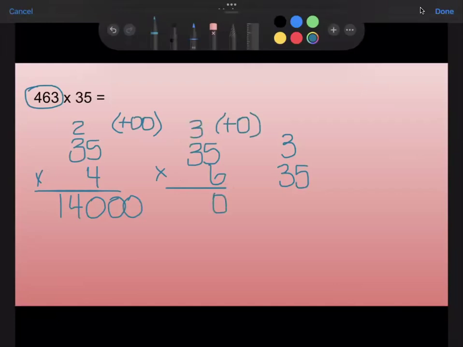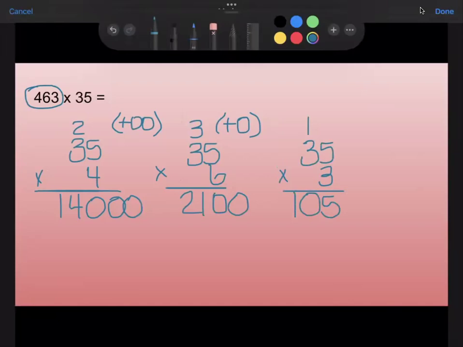3 times 6 is 18, plus 3 would be 21. And then I'm going to add another 0 here. Okay, for this last one, I'm just going to flip them around. 35 times 3. So 5 times 3 is 15. 3 times 3 is 9, plus 1 is 10. So there's my partial products. Now I can go ahead and add those together.